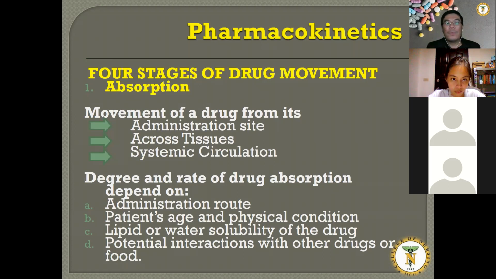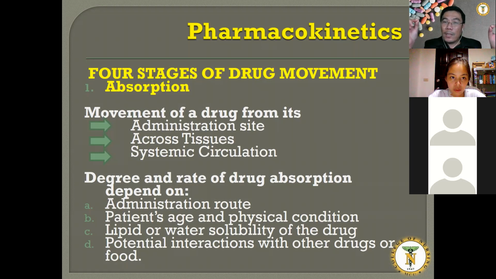Okay? Next. Since we have discussed absorption, all you have to do is remember absorption with AAS. The movement of the drug, if it is within the absorption level, is with AAS. What do you mean by AAS? From the administration site, across the tissues, to the systemic circulation. These are the three concepts in which absorption takes place. What do you mean by administration site? It could be rectal, oral, or intravenous. That is referring to administration.